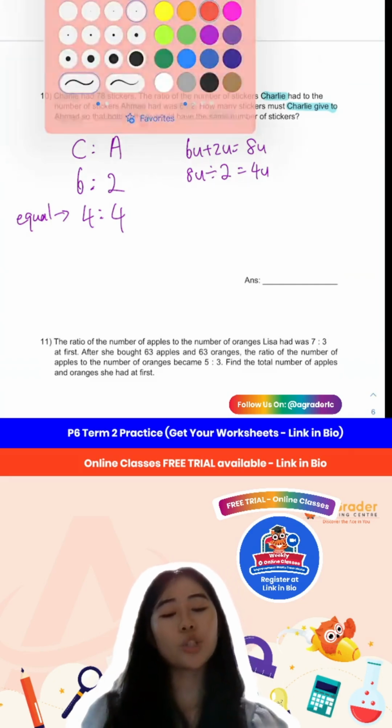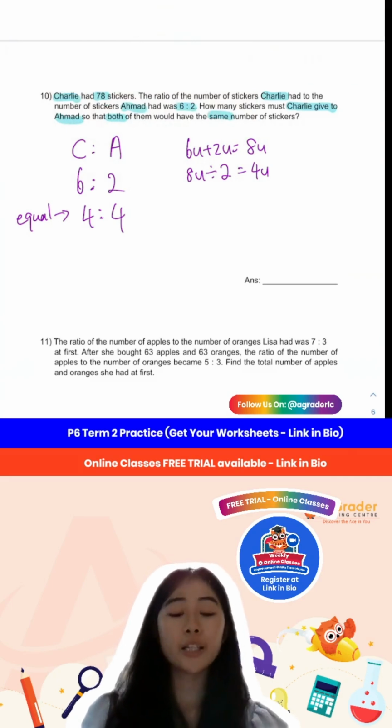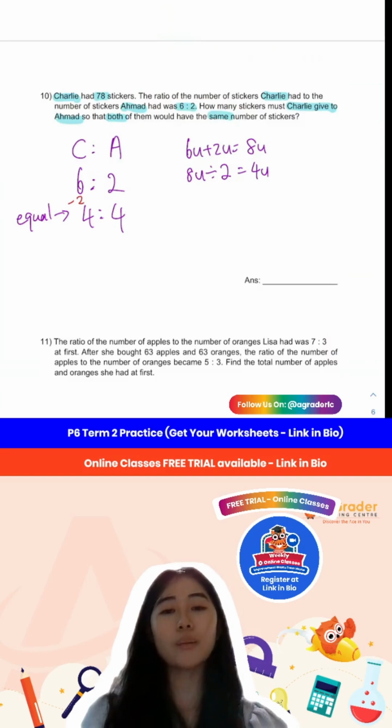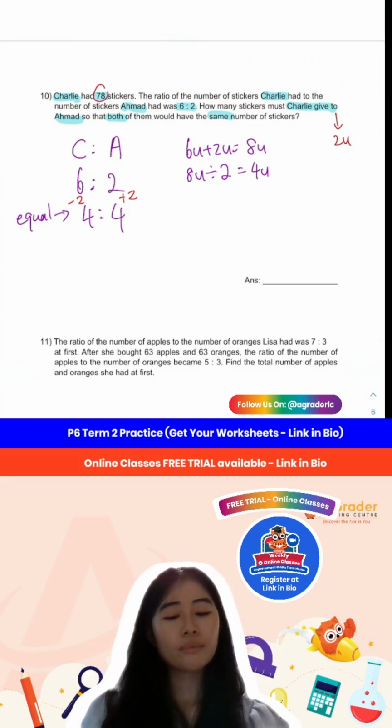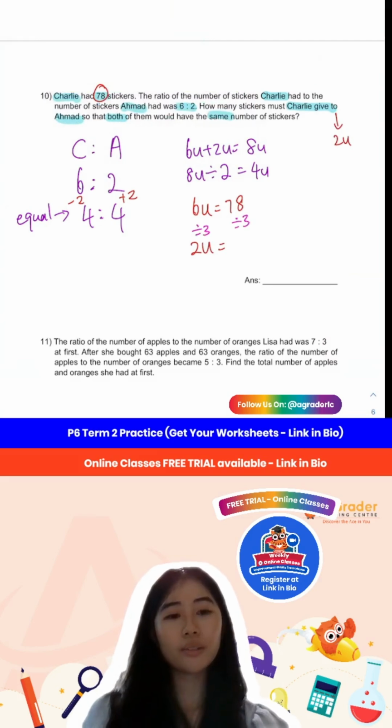So you see that Charlie had 6 units, but in the end, he only has 4 units. So this means that he must give away 2 units to Ahmad. Okay, so now you want to find out how much is 2 units, because Charlie is going to give 2 units to Ahmad. So if you look at the question, Charlie is 6 units, right? So 6 units is the 78 stickers. And you know that he's going to give away 2 units. So all you need to do is to divide by 3 actually. So you will get 26 as the answer.